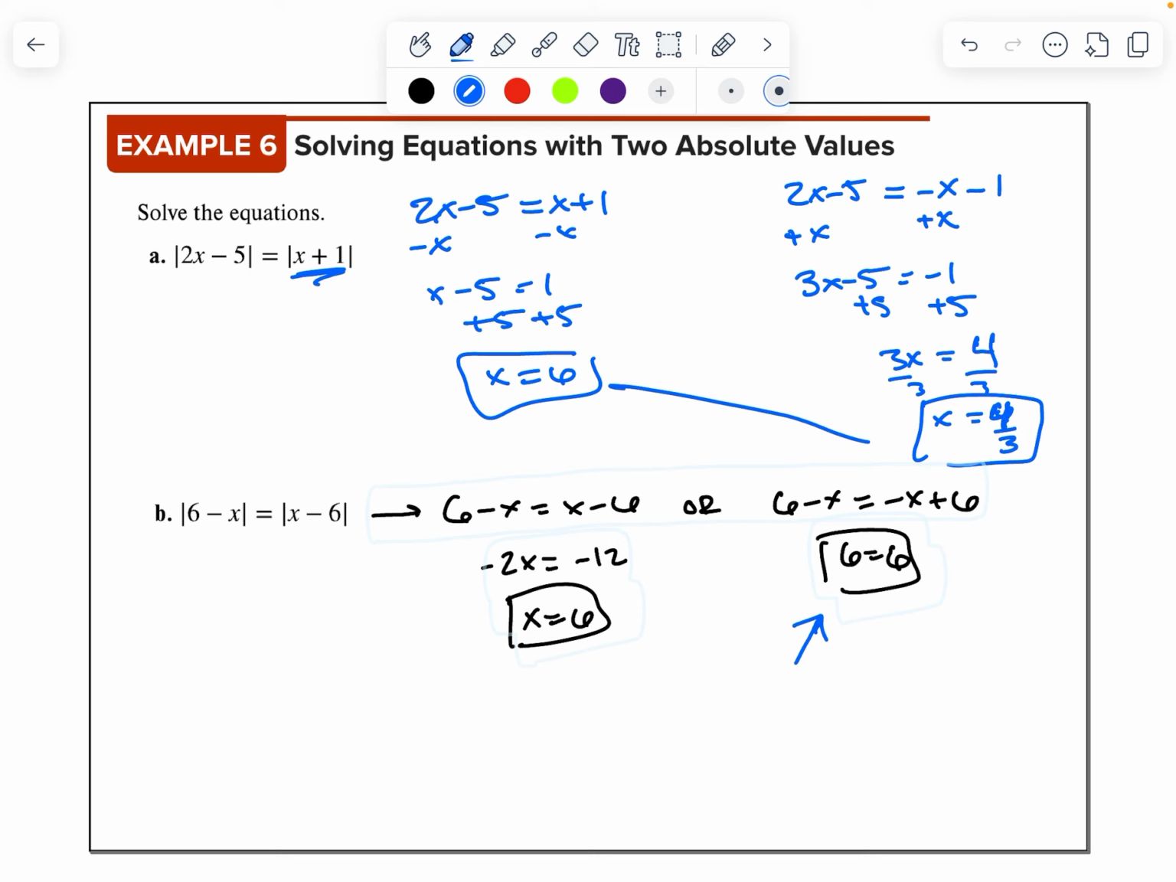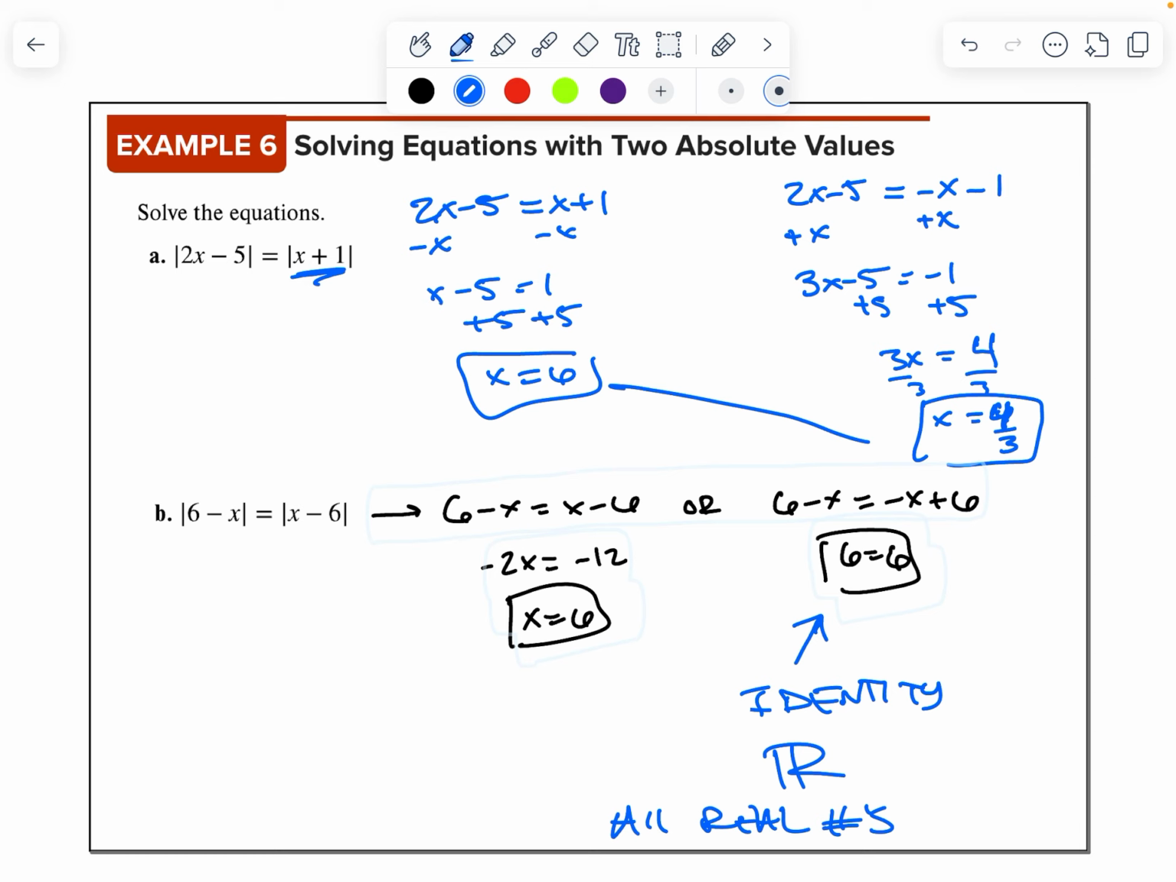If you go back and watch, there's a video in week 1 about the types of equations, right? There's conditional, there's identity, and then there's contradiction. This one right here is an identity. And what that points to for us is that our solution set is all real numbers. That means there's not a number that we can plug in here that is not going to be true.